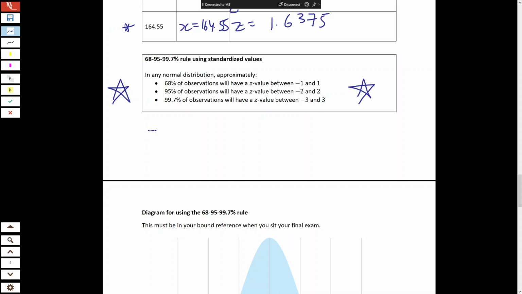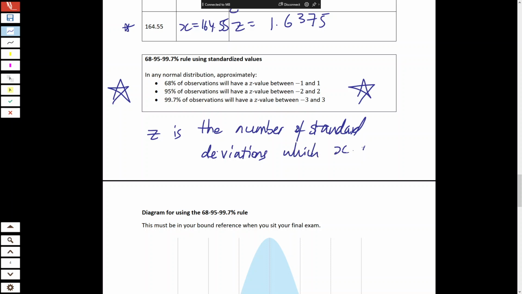Remember, Z is the number of standard deviations which X is above X bar. All right, so minus 1 is 1 standard deviation below the mean, and Z equals 1 is 1 standard deviation above the mean. So between minus 1 and 1, I'll get 68%. Between minus 2 and 2, I'll get 95%. Between minus 3 and 3, I'll get 99.7%. These numbers are the same.